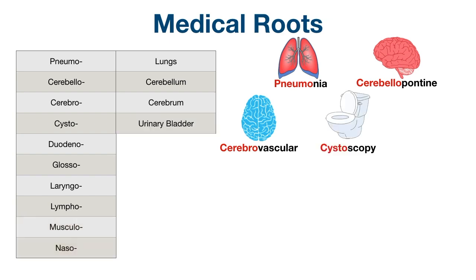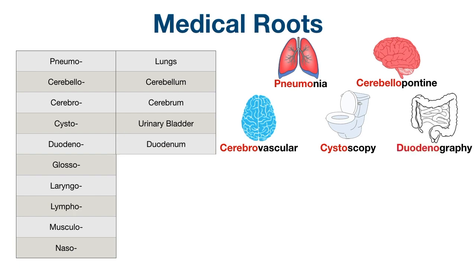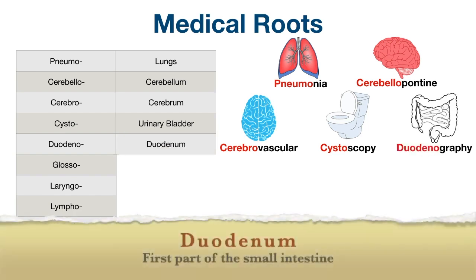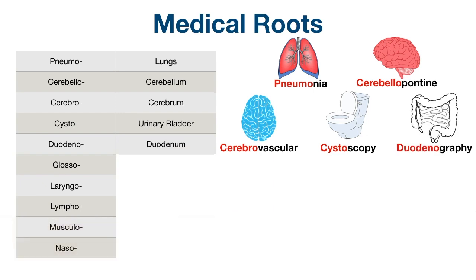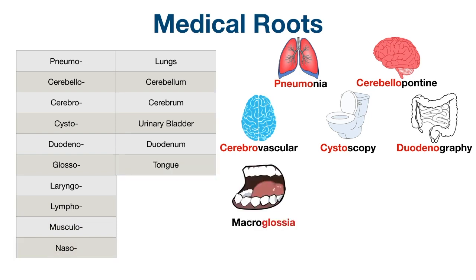The next root is cysto, which refers to the urinary bladder. You can think of cystoscopy, which is a procedure using a scope to look inside the bladder. Next, we have duodeno, which pertains to the duodenum. An example medical term is duodenography, which is radiographic visualization of the duodenum with contrast dye. Glosso refers to the tongue. An example is macroglossia, which is the abnormal enlargement of the tongue.